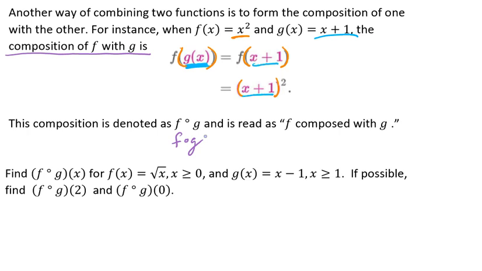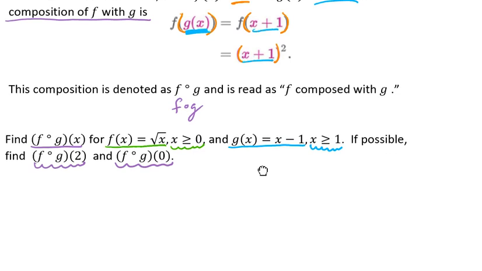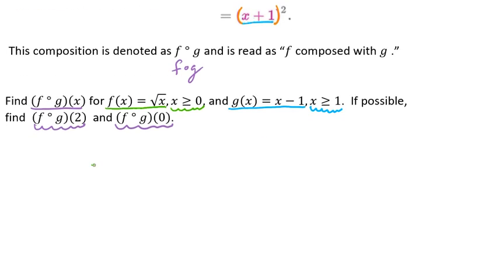We want to find the composition of f with g of x when we have an f of x equal to the square root of x, where x must be greater than or equal to 0, and a g of x equal to x minus 1, and the restriction here is that x must be greater than or equal to 1. It wants us to find that composition, and then if it's possible, we're going to evaluate it at 2 and 0.